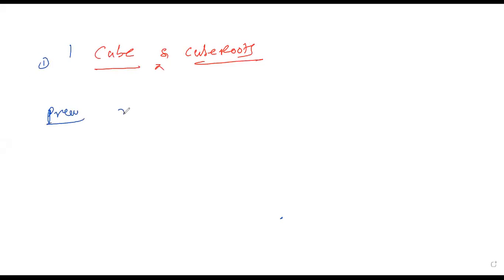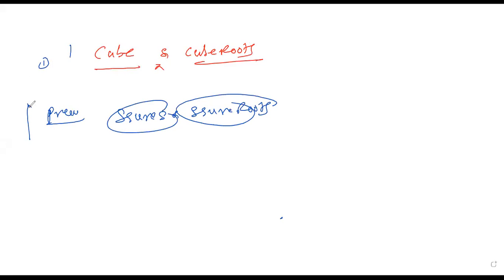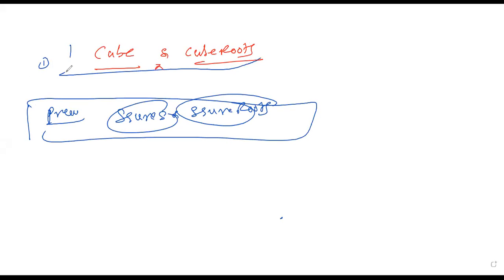Today we are going to discuss the concept of cubes and cube roots. We have completed the first three lectures. Previously we discussed the concept of squares and square roots. That concept is already completed. Today we have to discuss the remaining part, the cube root.